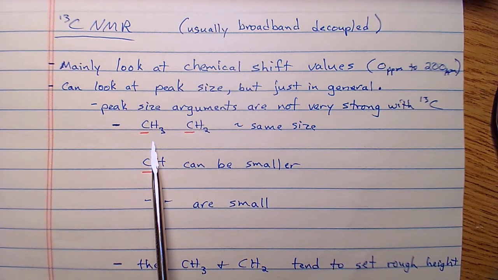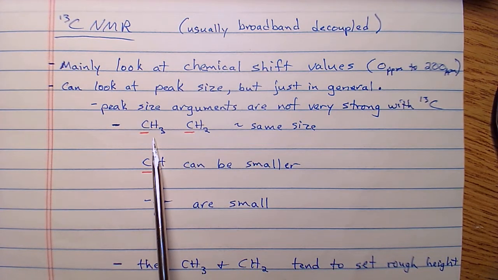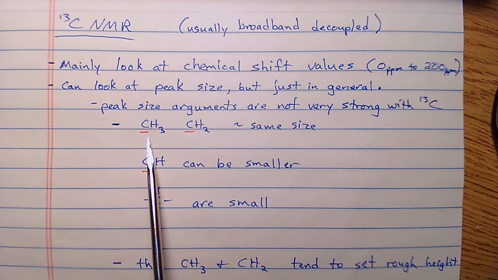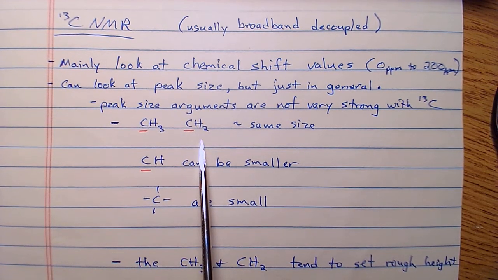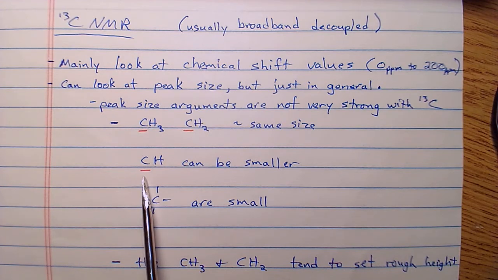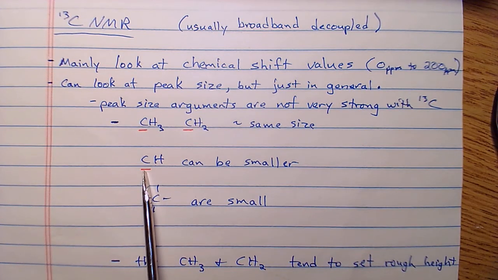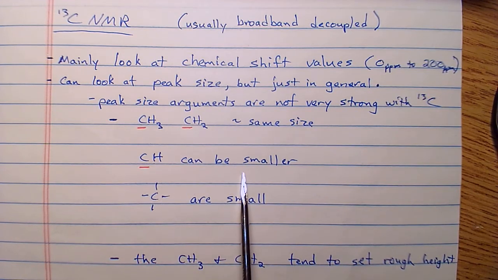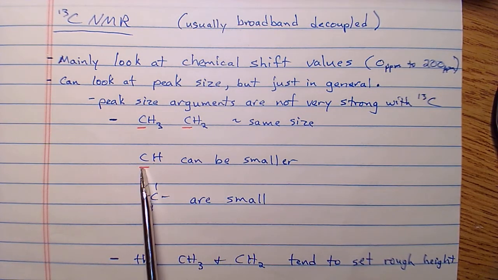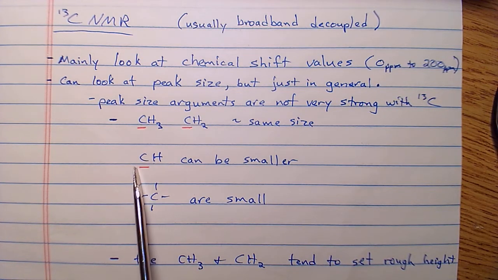Because CH3, CH2, methylenes, and methyl groups, the carbon in the C13 spectrum tends to be about the same size, same height of the peak. If you have a methine, a CH, a carbon with only one hydrogen attached to it, you find that this carbon peak height tends to be a little smaller. Not all the time. And it might just be a little smaller. Sometimes it's a lot smaller. But you can just say, oh, here's a decent sized peak, but it's a little bit smaller.